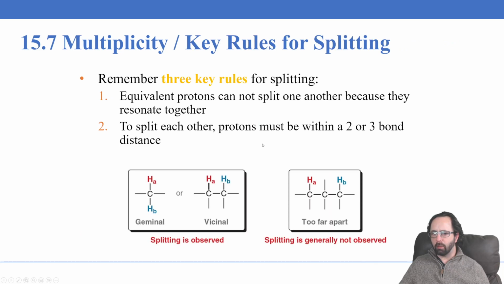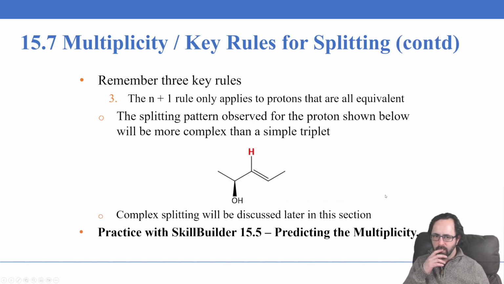And to split each other, protons must be within a 2 or 3 bond distance. So if they're geminal, they will experience splitting. If they're vicinal on neighboring carbons, they will experience splitting. But if there's a carbon in between them, they will not. So the n+1 rule applies for protons that are all equivalent.